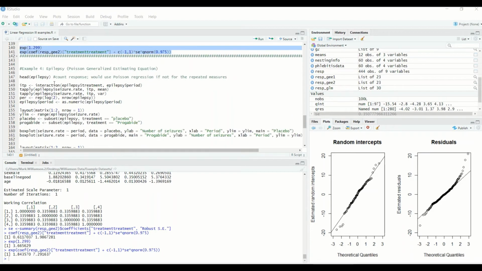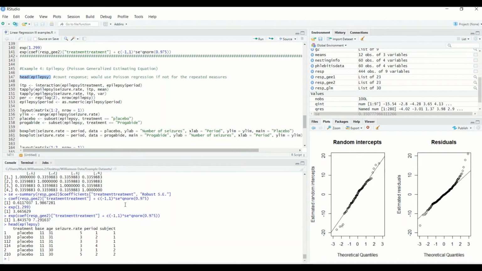All right, lastly, let's take a look at another generalized estimating equation. But instead, let's use Poisson data, so our count data. So this is going to be epilepsy data. And once again, you'd use Poisson regression if this wasn't repeated measures. That's all you do. But since it is repeated measures, we want to be more sophisticated.